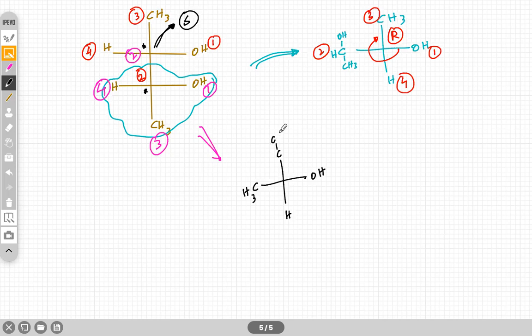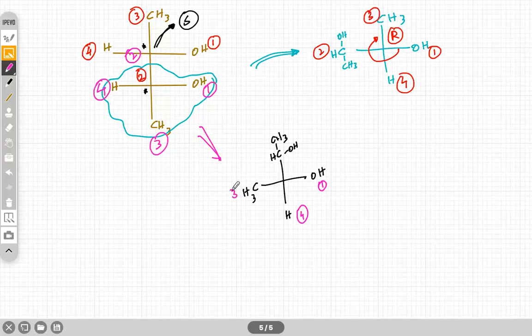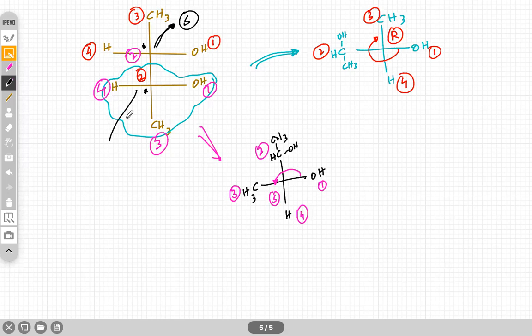C with CH3, OH and H. So priority is 1, 4, 3, and 2. So 1, 2, 3, if you go like this, it is anti-clockwise. So this one is S. So this configuration is R.